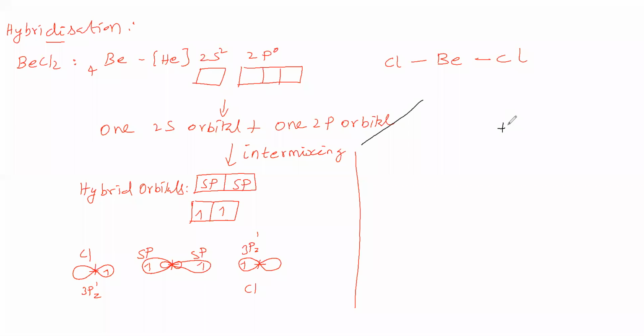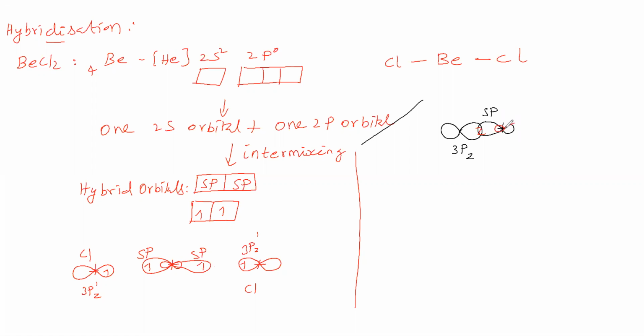This is the nucleus of beryllium. This is one sp orbital of beryllium. Next, the p orbital of Cl overlaps with this. This is the 3pz orbital of Cl, and it is the sp orbital of beryllium. When these two overlap, the two unpaired electrons become paired as a bonding pair. Next, this sp orbital of beryllium and the 3pz orbital of chlorine overlap on this side.